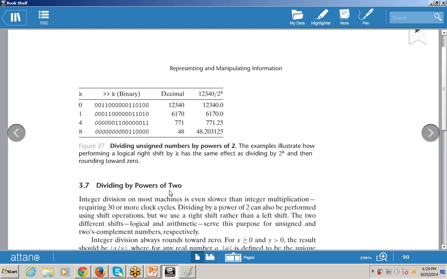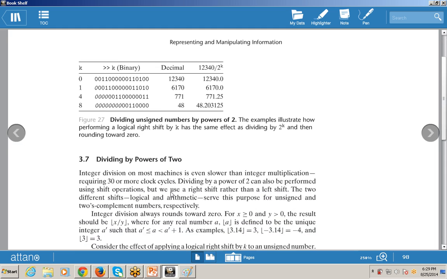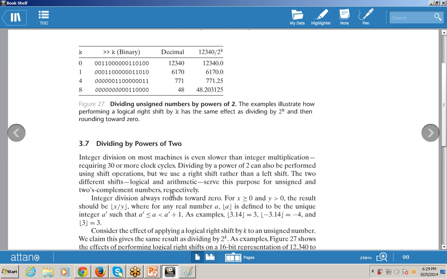Now, next topic is dividing by power of 2. As the name advice, whenever we divide a number with any number by power of 2, as I told you, 2 power 0 into 1, 2 power 1 into 0. This is how we can divide by power of 2.